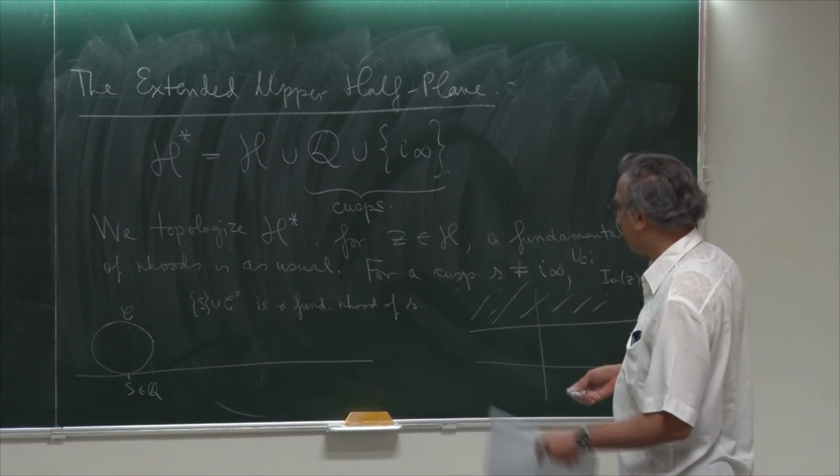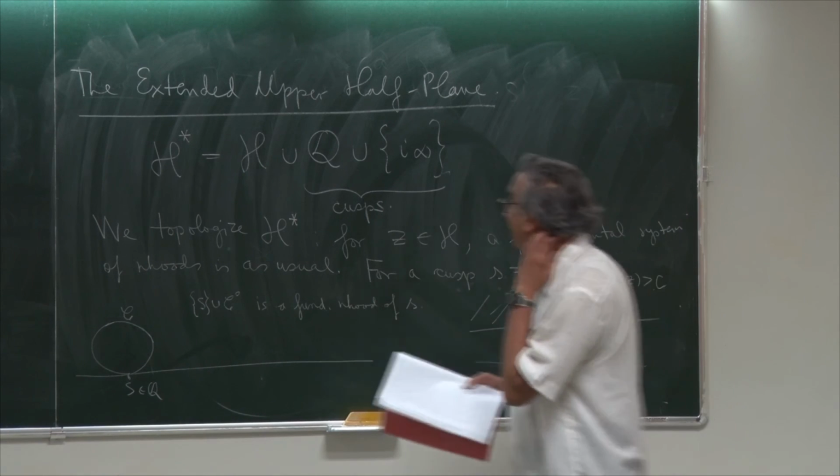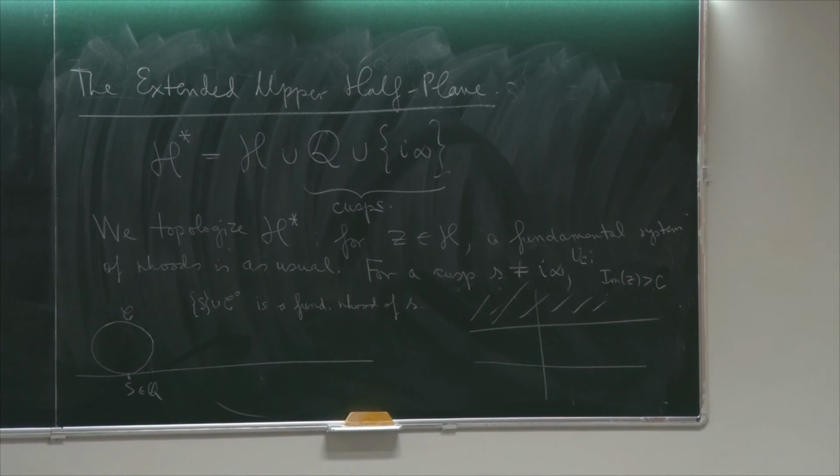So together with this, we now extend the action of SL2Z on H star in the obvious way. If you have a cusp, we just let it be CS plus D.